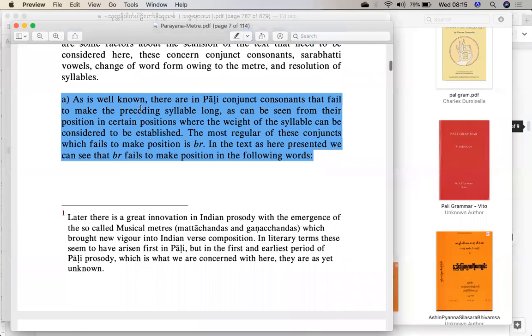As is well known, there are in Pali conjunct consonants that fail to make the preceding syllable long. Even though the syllable comes before the double consonant, it fails to become long, as can be seen from its position.